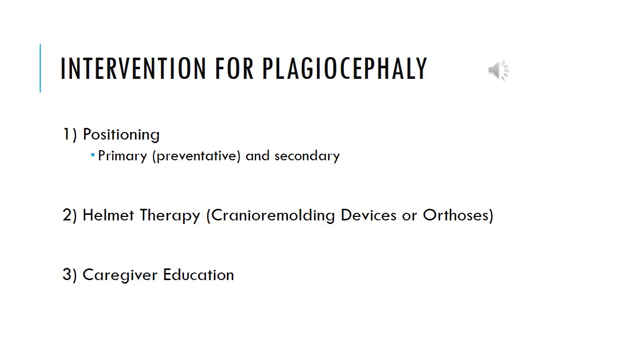Next, we'll talk about physical therapy intervention for the child with plagiocephaly. Intervention is focused on 3 primary areas: positioning, helmet therapy, and caregiver education. Positioning and caregiver education is very similar to what we've already discussed for the child with torticollis, so we won't spend quite as much time in those areas. Plagiocephaly, however, often requires use of a helmet or a cranial remolding device to be able to get full resolution, especially for those children who have a more severe case or who don't respond to traditional repositioning and education.